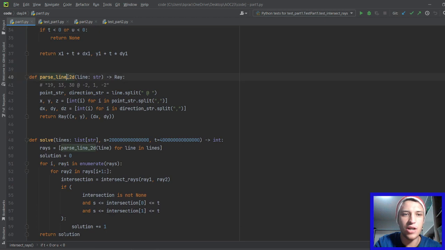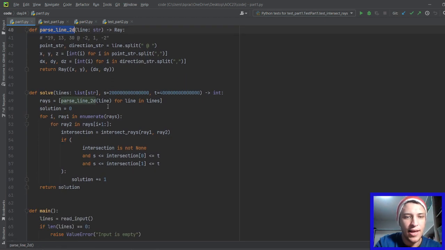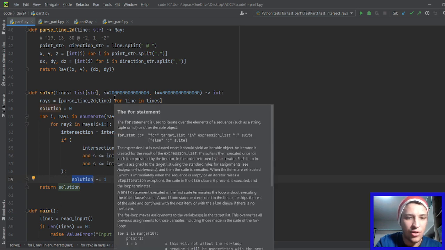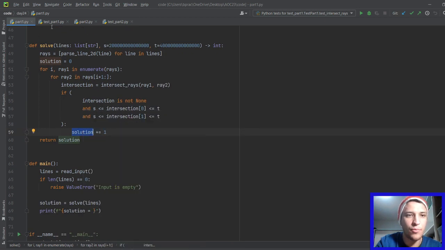So of course we need to parse the lines. In this case, we just ignore the @ character, and then we can solve the problem by parsing all the lines to get these rays, and then iterating through all the pairs of rays, calculating the intersection, and then checking if the intersection is not None, and both the coordinates of the intersection are within S and T. Then we add 1 to our solution, so we count the number of occurrences when this happens. And this will allow us to get the correct solution for part 1.